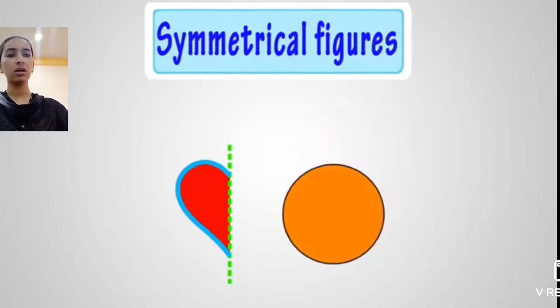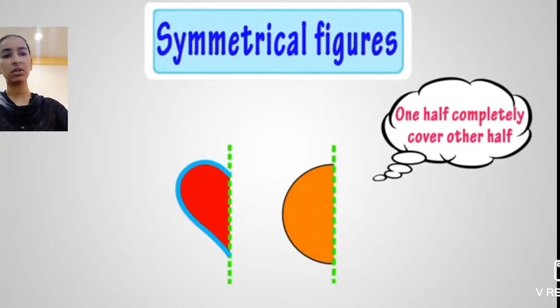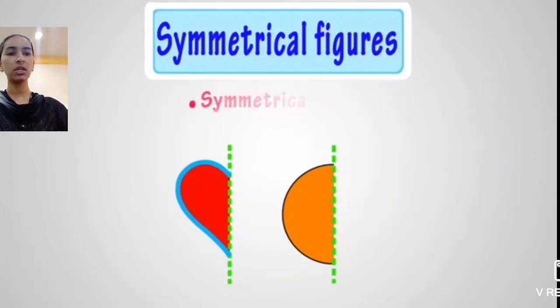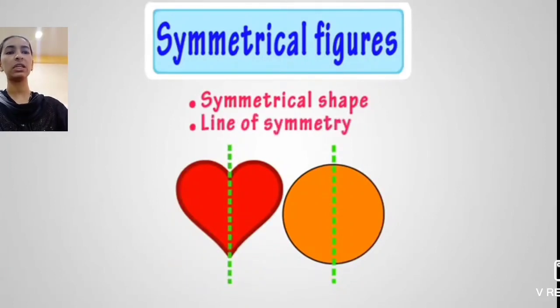Now see, the second figure is a circle. If I draw a vertical line, it gives two halves. One half completely covers the second half. Yes students, these shapes are called symmetrical shapes. If I fold that and it gives the identical figure, then it is called a symmetrical shape. And the line which I draw, you can see here, that line is called the line of symmetry.